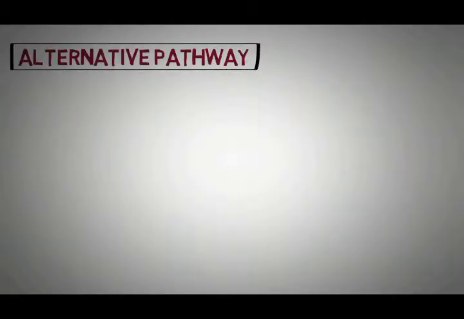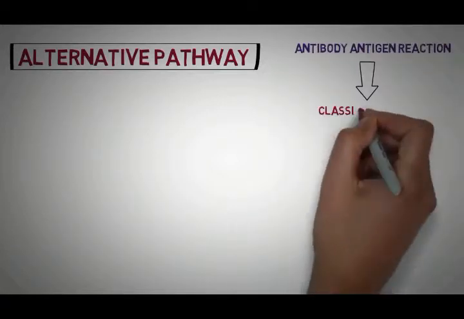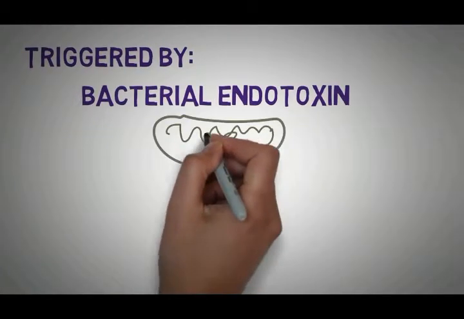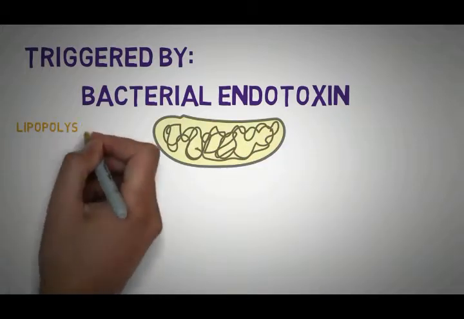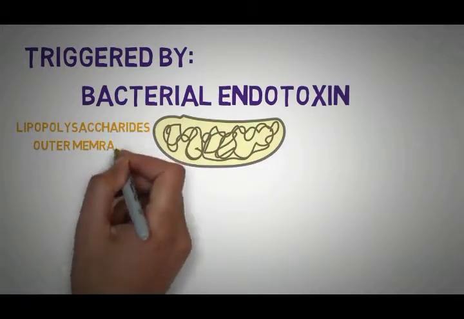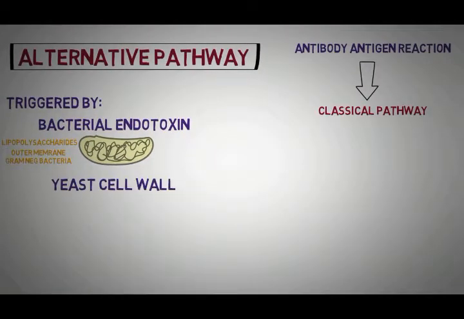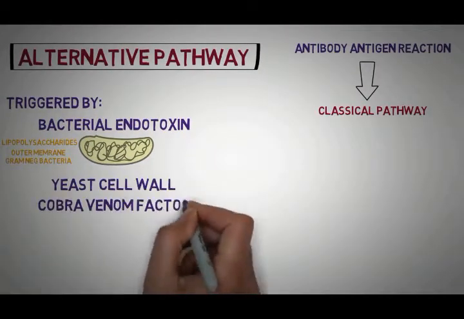Now the alternative pathway of the activation of the complement system. As we just studied, the antibody-antigen reaction is the main trigger for the activation of the classical pathway. But the alternative pathway is mainly triggered by the bacterial endotoxin. The bacterial endotoxin is a lipopolysaccharide compound which is found in the outer membrane of the gram-negative bacteria. The other triggers of the alternative pathway are the yeast cell wall and the cobra venom factor.